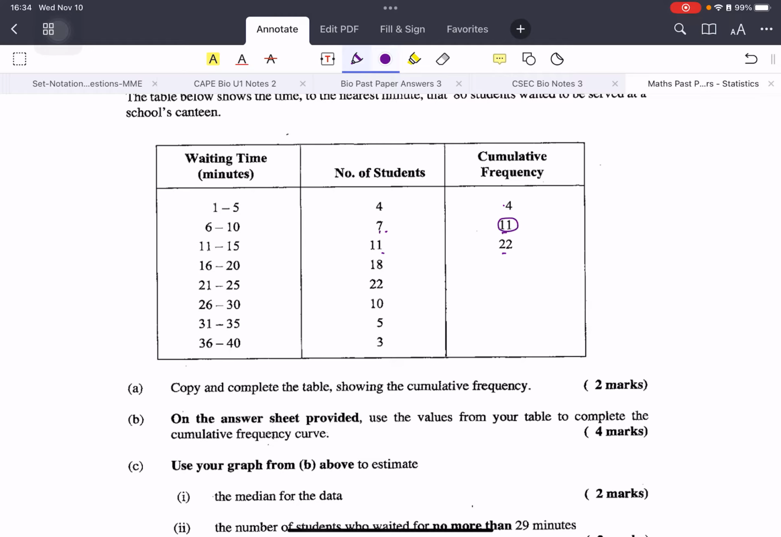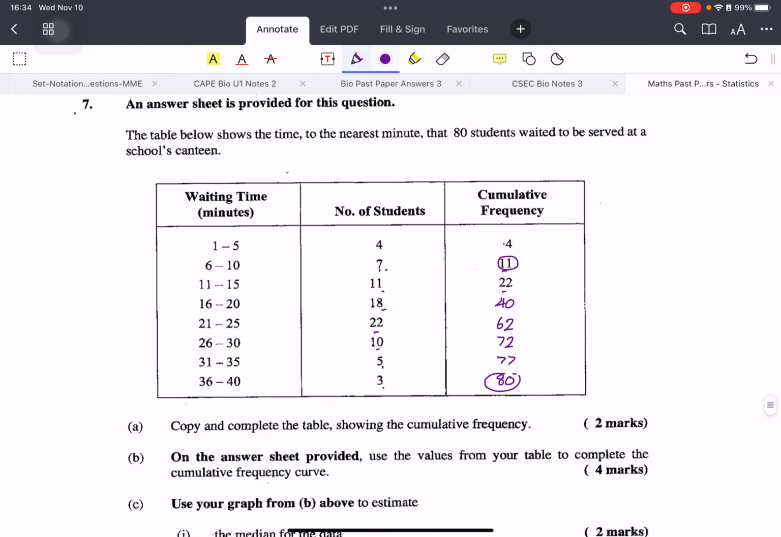So now we could use that pattern to fill out our table. So the next one would be 18 plus 22. That is 40. The next one, 22 plus 40, 62. 10 plus 62, 72. 5 plus 72, 77. 3 plus 77, 80. So 80 happens to be the total amount of students that were being served, and they told us that 80. So we know that our frequencies are correct now. Okay, that's a way of checking over.